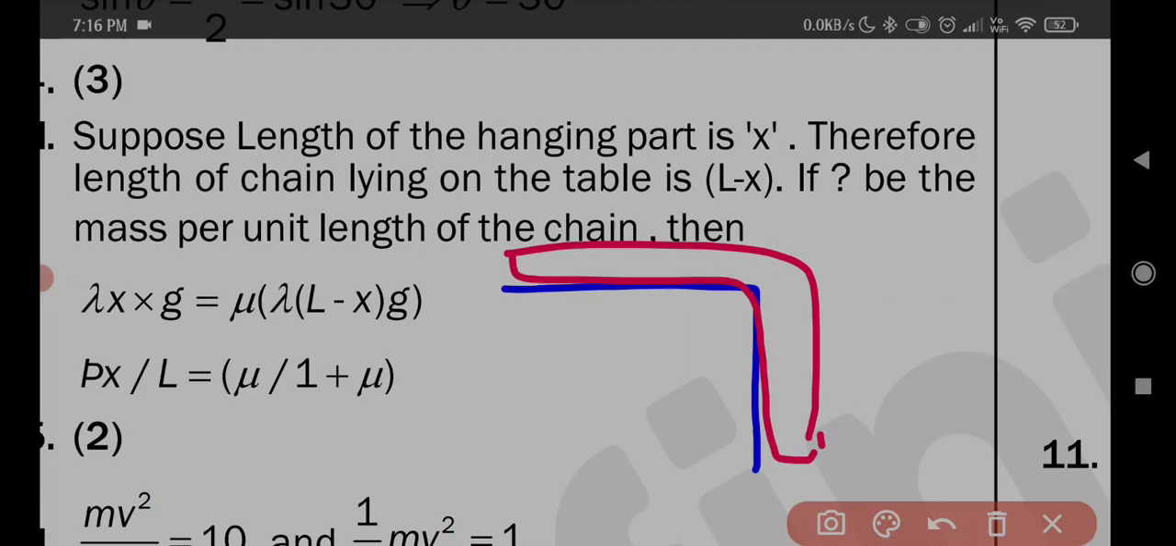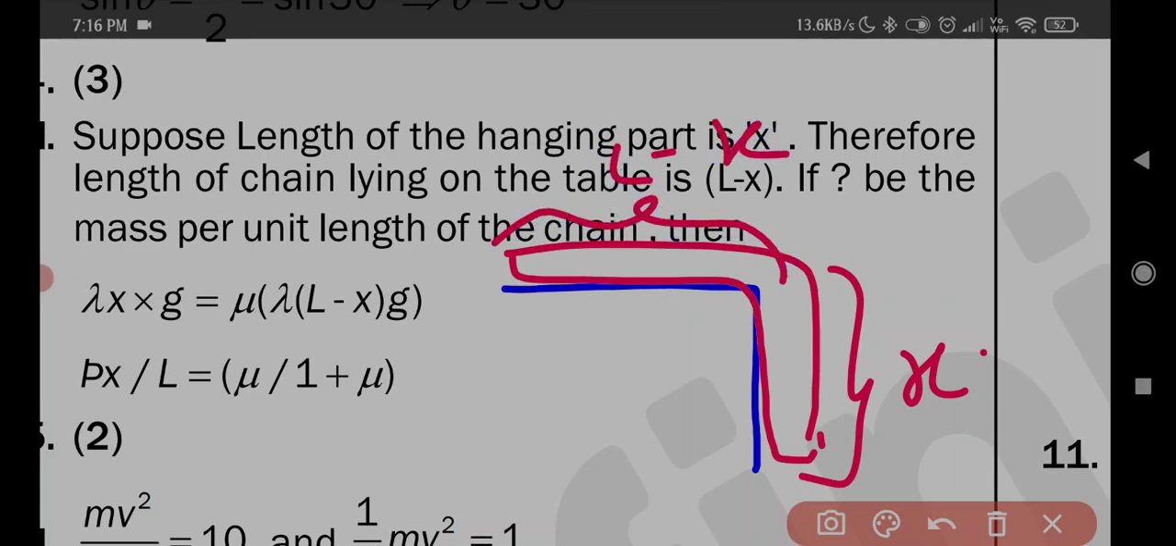So let's take the hanging part as x. The part which is on the table is L minus x, of course, because the total length is L. There's a coefficient of friction, so there's friction here, acting backward and preventing the rope from falling down.